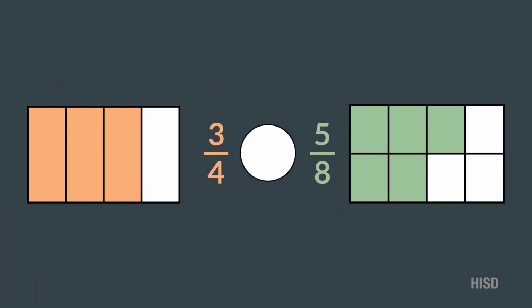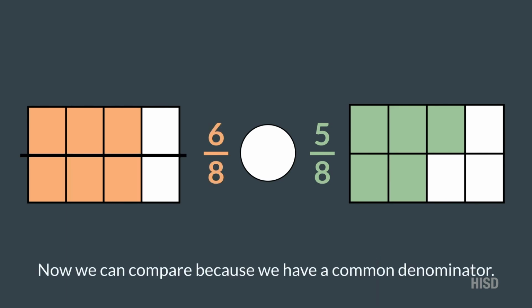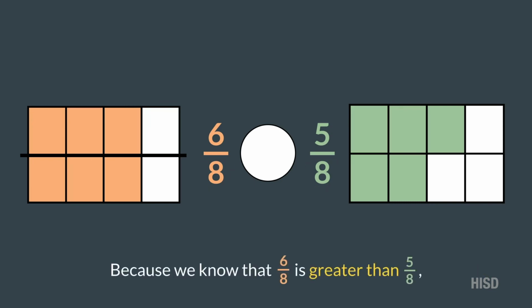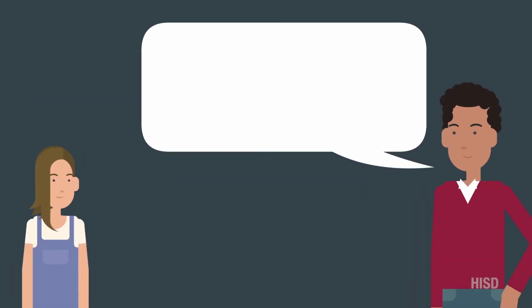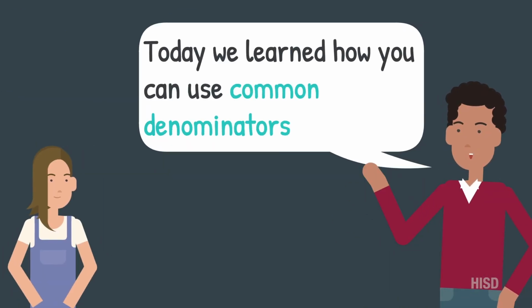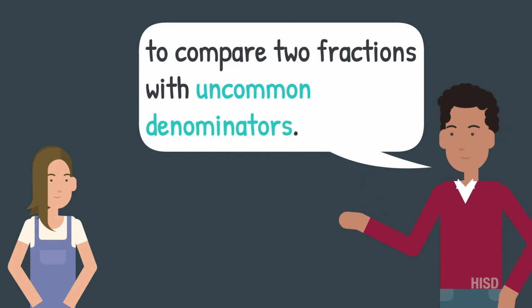We can see this in our model. 3/4 represents the same value as 6/8. Now we can compare because we have a common denominator. Because we know that 6/8 is greater than 5/8, we know that Ismael ate more of the candy bar than Carly. Today we learned how you can use common denominators to compare two fractions with uncommon denominators.